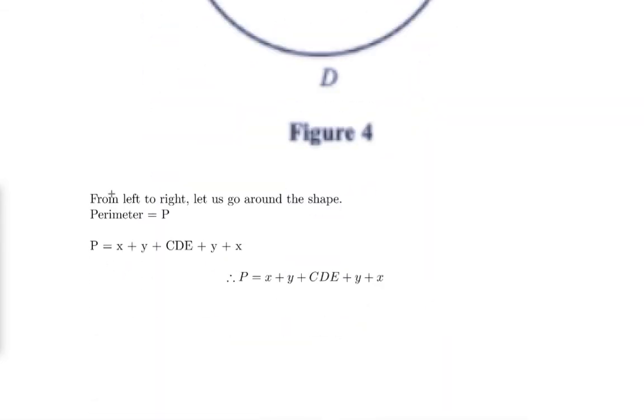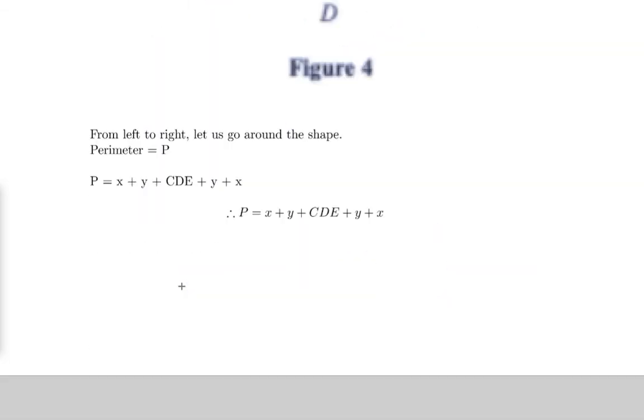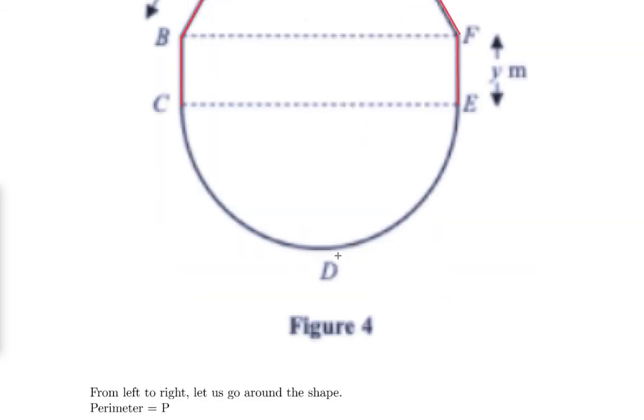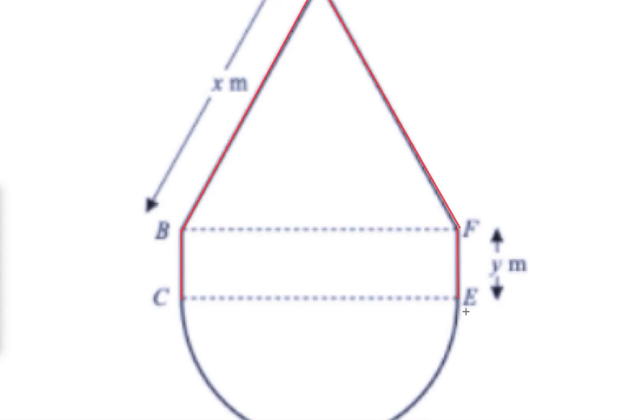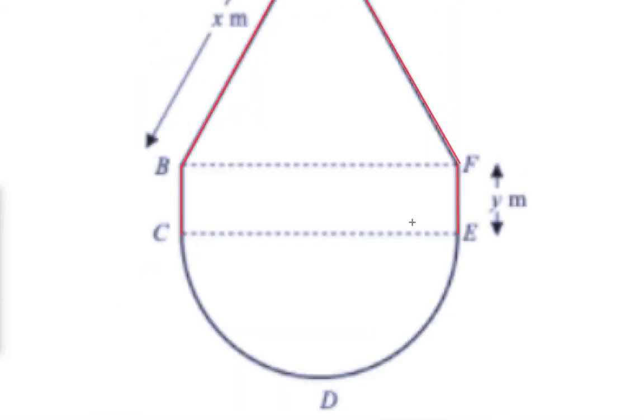That's what I'm going to suggest. So I say from left to right, let us go around the shape. I've just done that, and we're going to call the perimeter P. P is equal to x plus y, so x plus this length is y, because it's equal to this length here, x plus y, plus CDE, again going round, plus y again, and finally plus x. And so therefore I can say P is equal to x plus y plus CDE plus y plus x if you want to travel around the object.